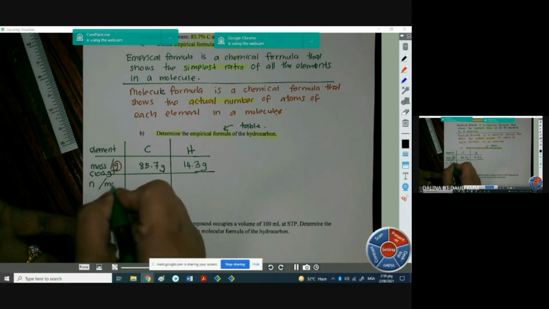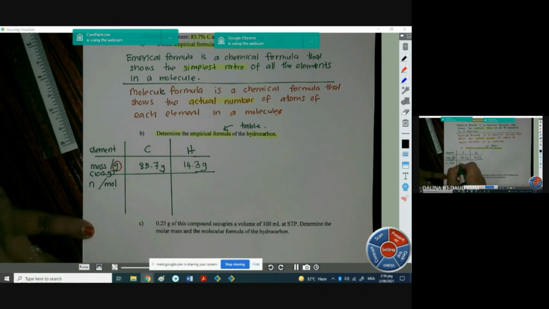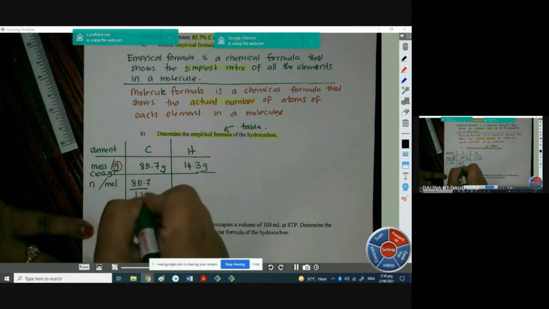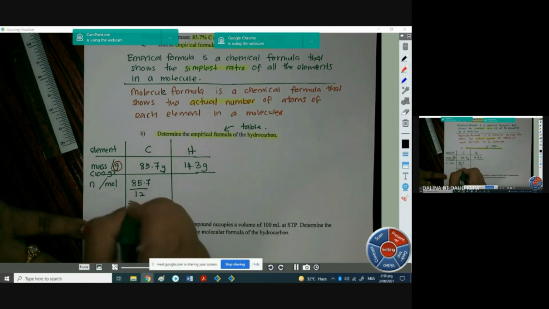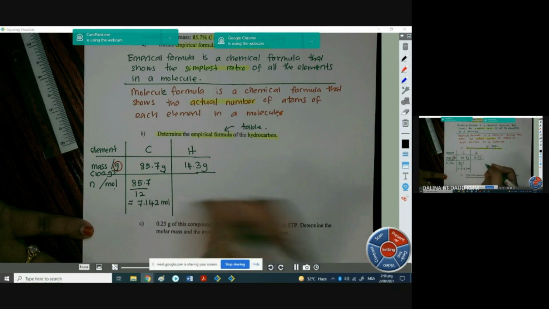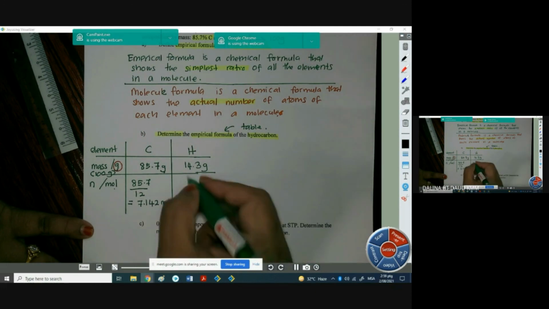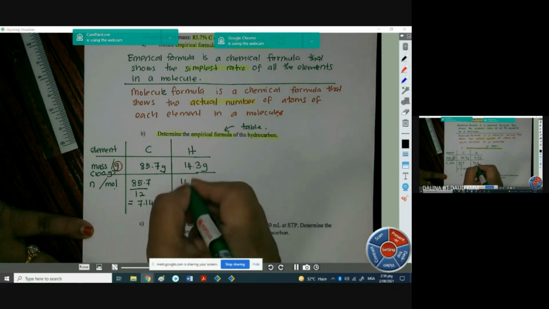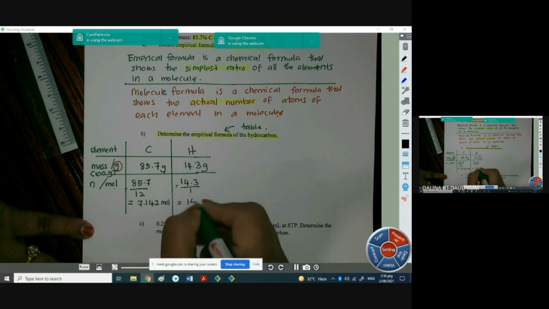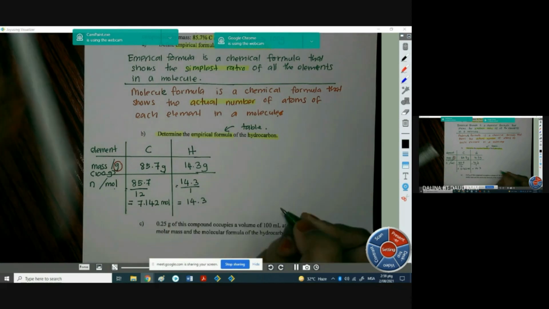So mol is equal to 85.7 divide 12. Okay, so it will equal to 7.142 mol. Okay, another one you have 14.3 divided by 1. Okay, so equal to 14.3 mol.